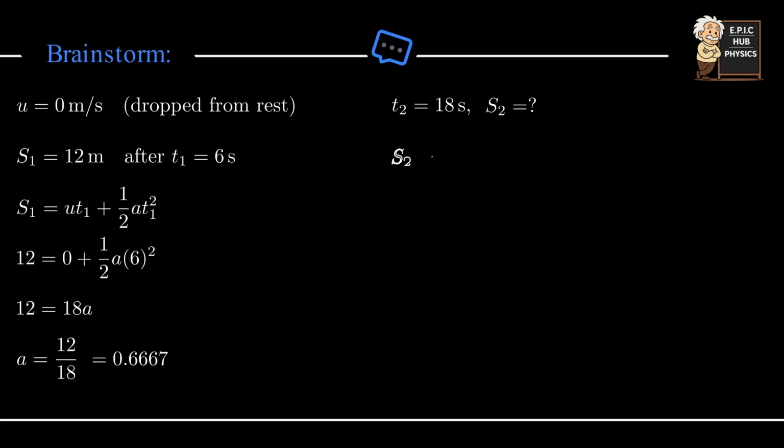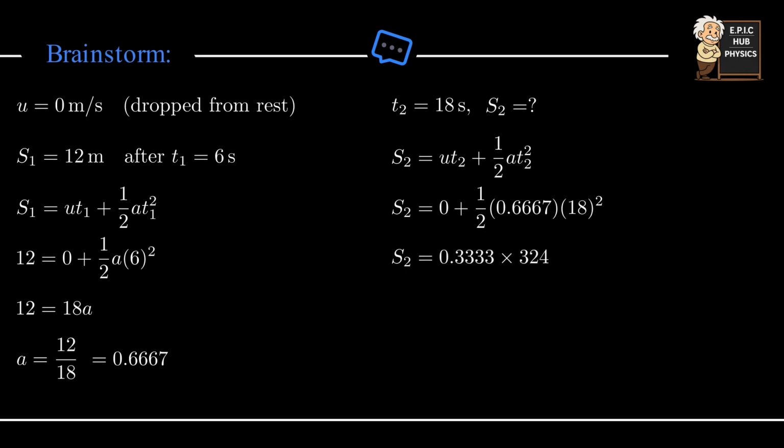Again, we use the displacement equation, S equals ut plus 1/2 at squared. The initial velocity is still 0, and now the time is 18 seconds. Substituting these values gives S equals 0 plus 1/2 multiplied by 0.6667 multiplied by 18 squared. Next, we evaluate the time squared. 18 squared equals 324. Half multiplied by 0.6667 is approximately 0.3333.